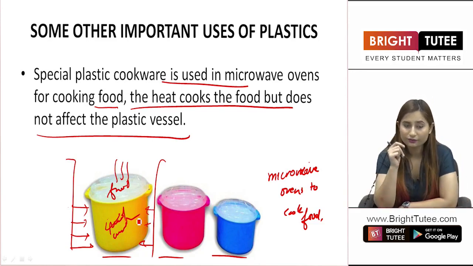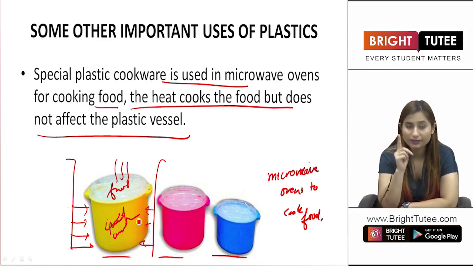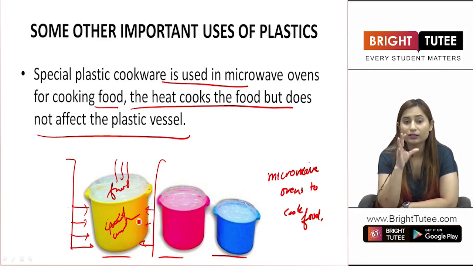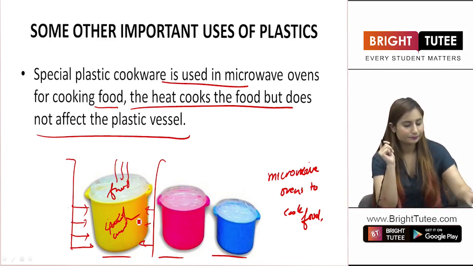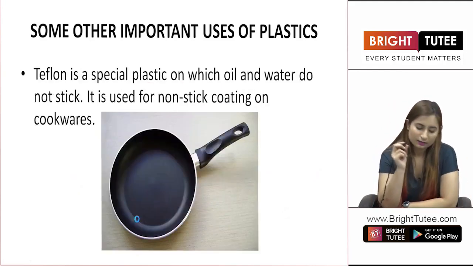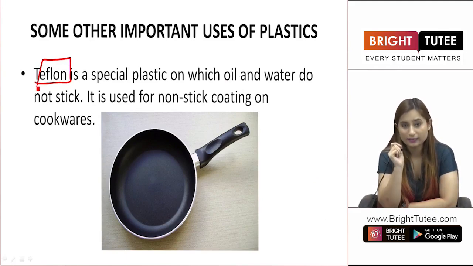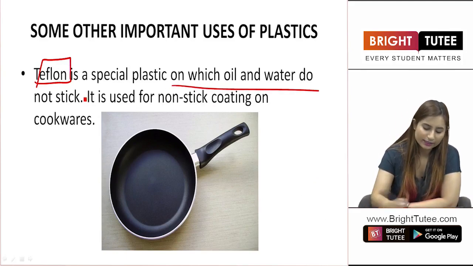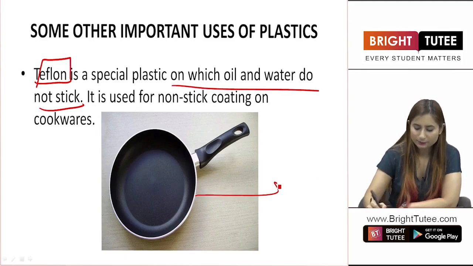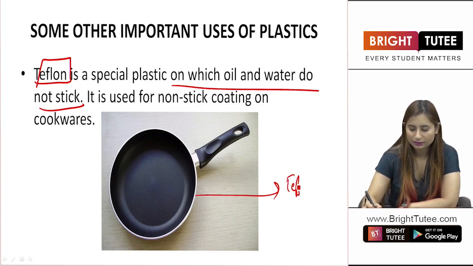So what is the use of these containers? That they are poor conductors of heat, so they can be used to heat food in microwave ovens and they do not turn hot themselves, right? Next, you must have heard about Teflon. Now Teflon is a special plastic, students, on which oil and water do not stick. You can see this is a pan which has a Teflon covering on it, a Teflon layer.